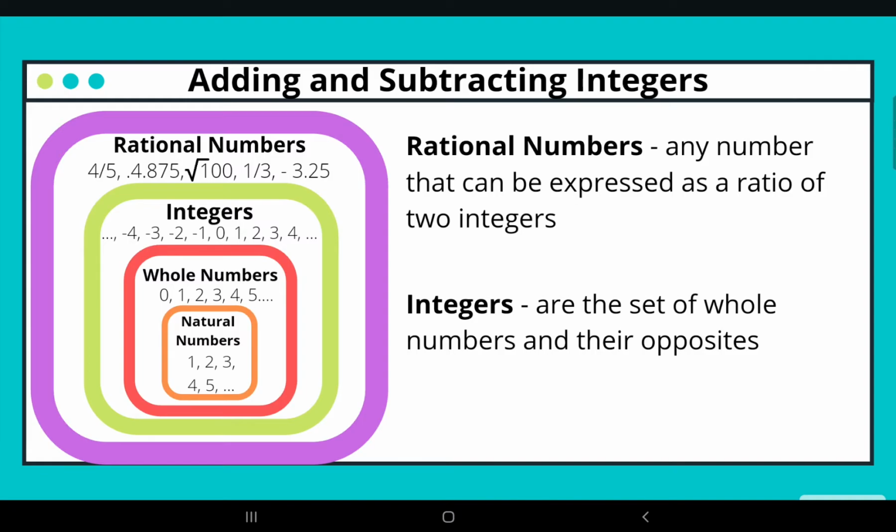Our vocabulary terms: rational numbers, any number that can be expressed as a ratio of two integers. And integers are defined as the set of whole numbers and their opposites. So if we look at the box containing integers, we'll see that it does include our whole numbers, 0, 1, 2, 3, 4, and so on and so forth, and the opposites of those numbers. So -1, -2, -3, -4, and so on.